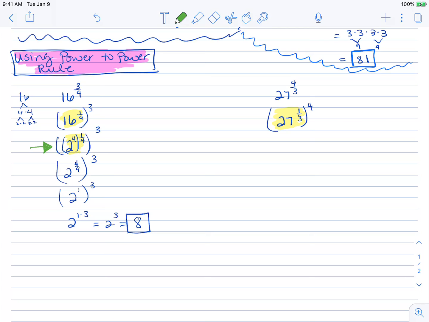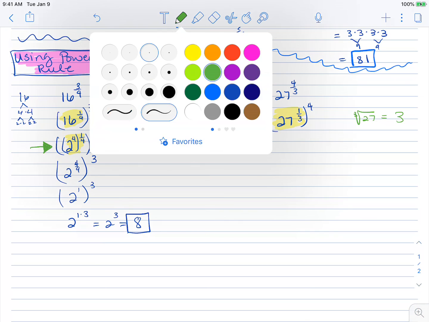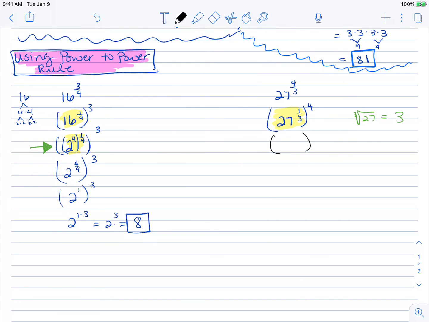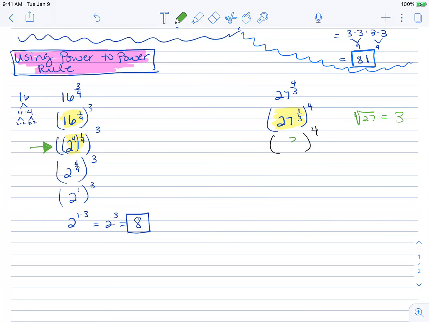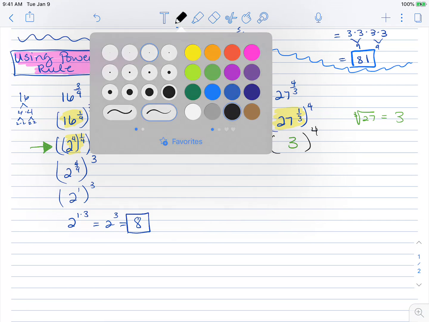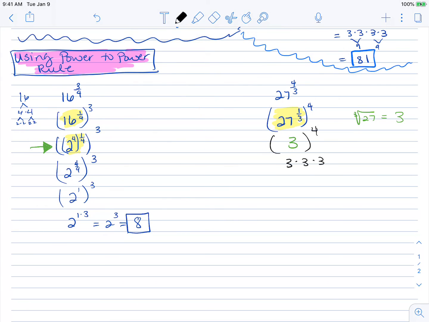I could look at this and say, well, maybe I can look at that and say that's just the cubed root of 27. So right here, this is just the cubed root of 27. And the cubed root of 27 is 3. So that's another way to look at it. And so I could replace my 27 to the 1/3 and say, well, that's the same as saying that I had something to the 4th, that this something happened to be 3. And I can say that 3 to the 4th is going to be the same as 3 times 3 times 3 times 3, and that's going to be 9, and that's going to be 9, so 9 times 9 is 81.